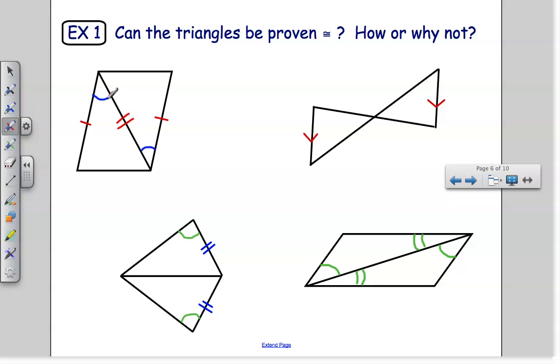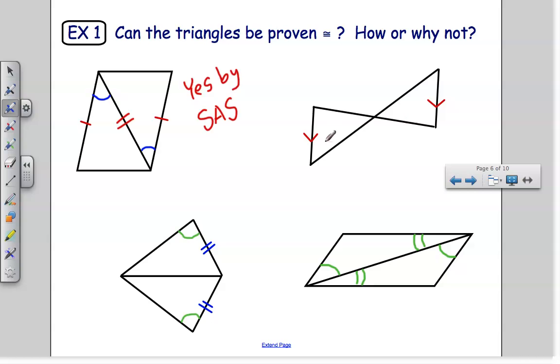Well, it looks like we have an angle located right in between two sides. An angle located right in between two sides. Therefore, yes, these triangles are congruent by side, angle, side. The angle was included, or between, the two congruent sides.